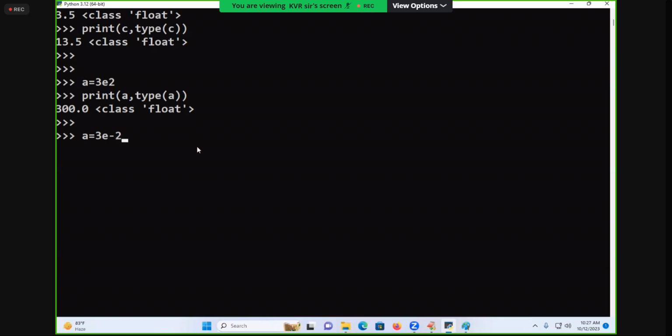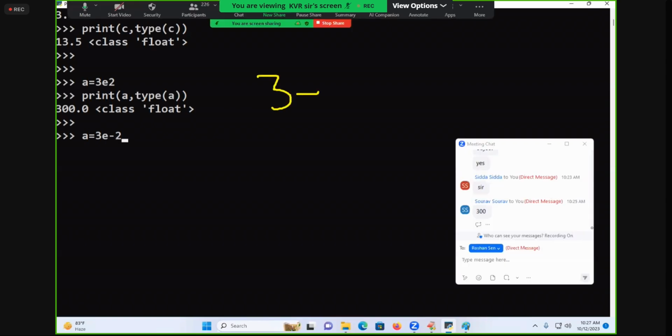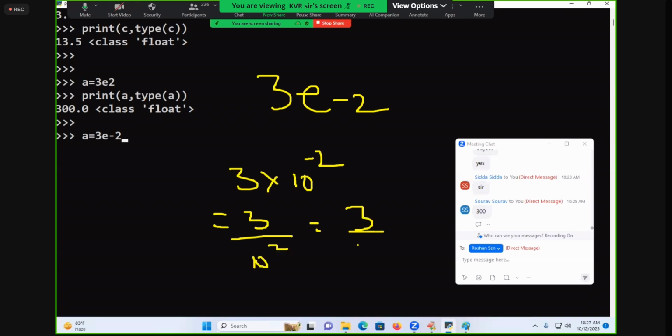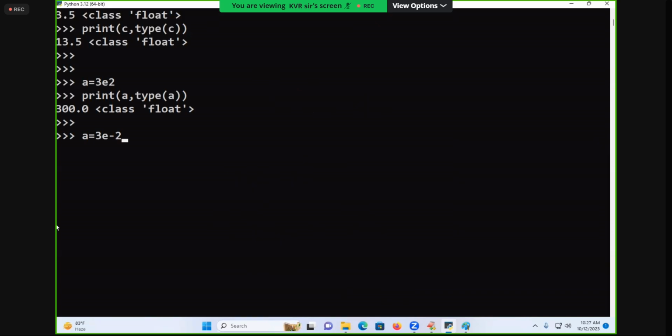One more example: 3E minus 2. Come on, convert please: 3 into 10 to the power of minus 2, that is 3 by 10 square, which is 3 by 100. Some value will come, or not? Yes, look at print of A. See that, 0.03. Which type?